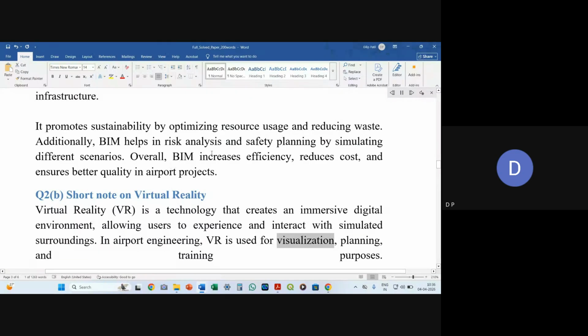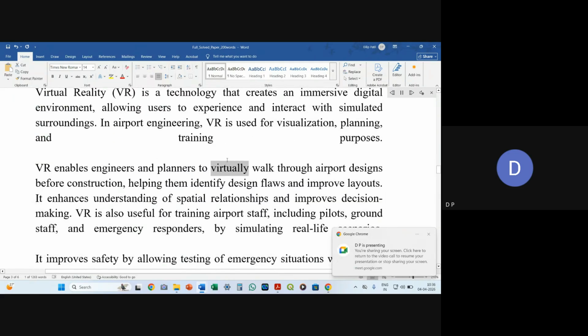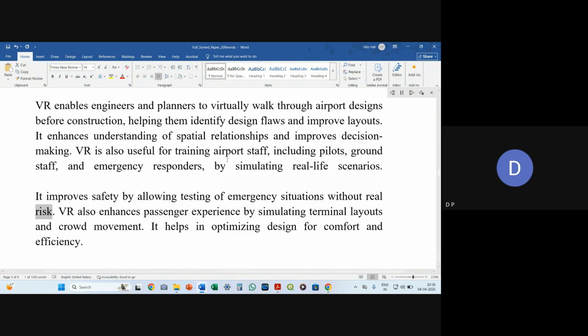In airport engineering, VR is used for visualization, planning, and training purposes. VR enables engineers and planners to virtually walk through airport designs before construction, helping them identify design flaws and improve layouts. It enhances understanding of spatial relationships and improves decision-making. VR is also useful for training airport staff, including pilots, ground staff, and emergency responders, by simulating real-life scenarios. It improves safety by allowing testing of emergency situations without real risk.